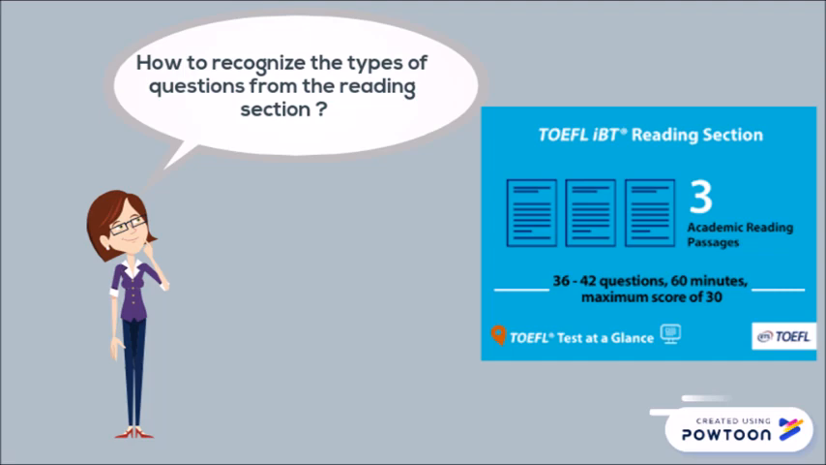How to recognize the types of questions from the reading section? In the TOEFL iBT exam, we will have 3 academic reading passages to complete. So it means that we should complete from 36 to 42 questions with a total time of 60 minutes and a maximum score of 30 points.